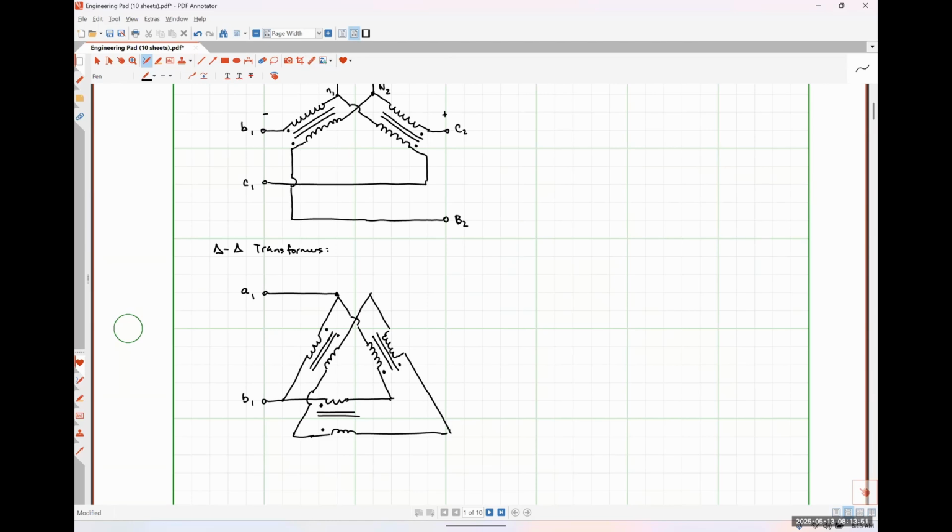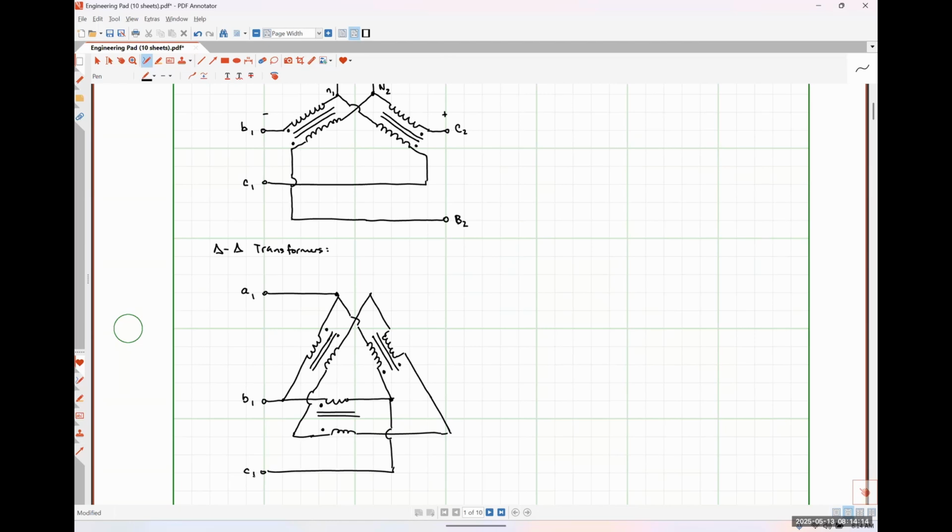So I've got these three different triangular shapes here for my two deltas. So I've got my delta on my primary and my delta on my secondary. So let me just take this guy right here, jump it down like so. This is going to be C1.